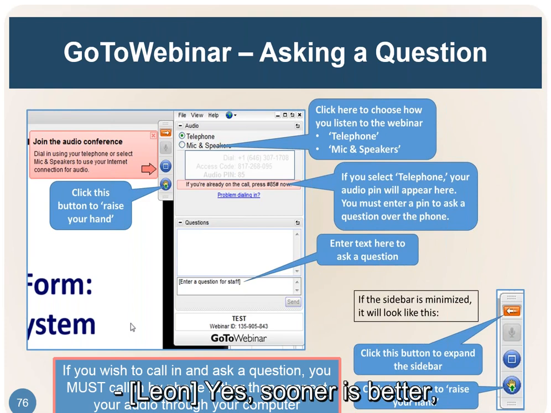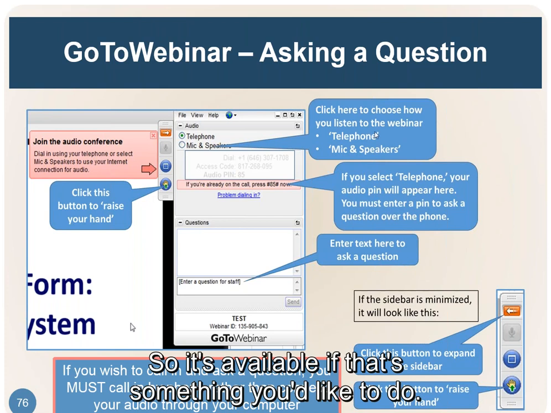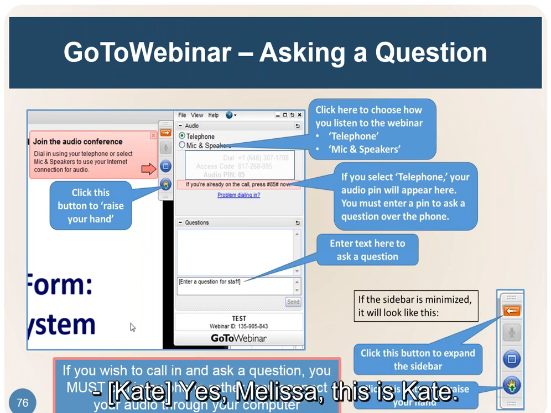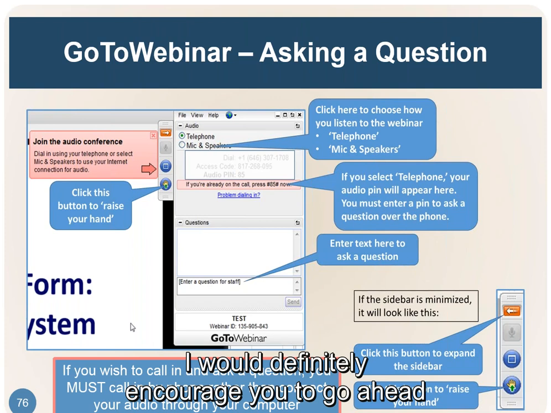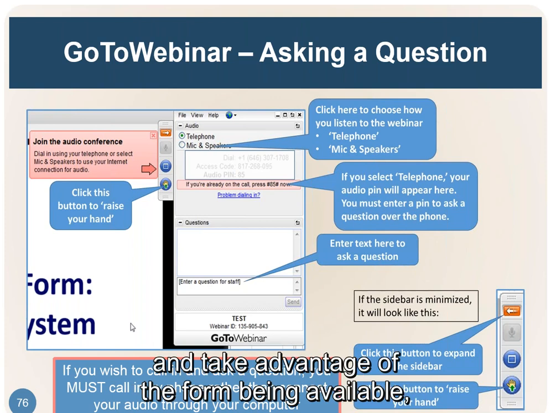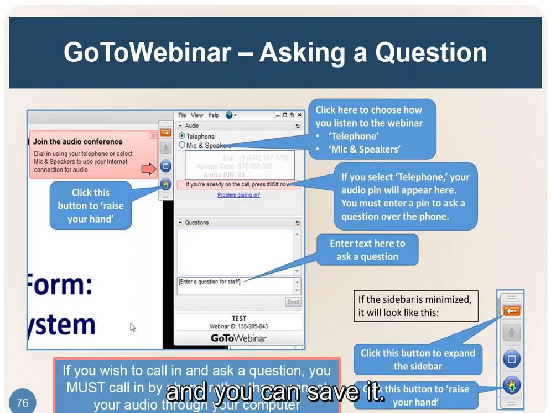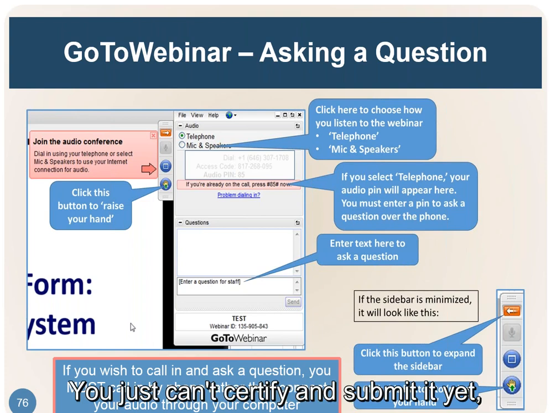Yes, sooner is better, generally speaking. Okay. But I can say that you can go in and enter the data, so it's available if that's something you'd like to do. Yes, Melissa, this is Kate. I would definitely encourage you to go ahead and take advantage of the form being available, and you can save it. You just can't certify and submit it yet.